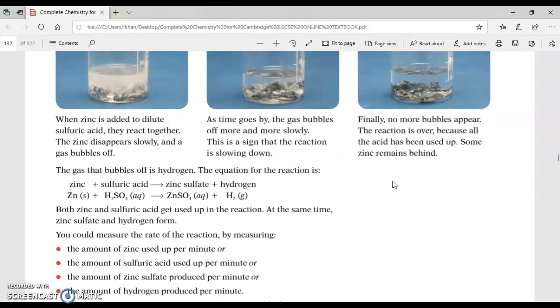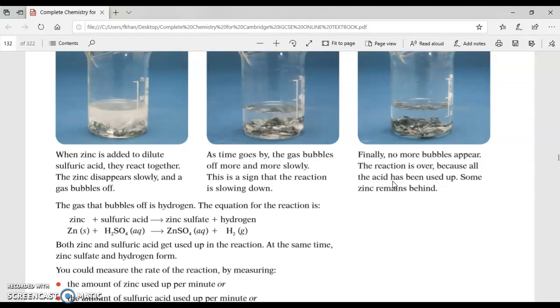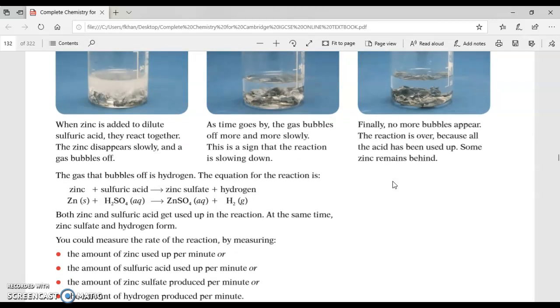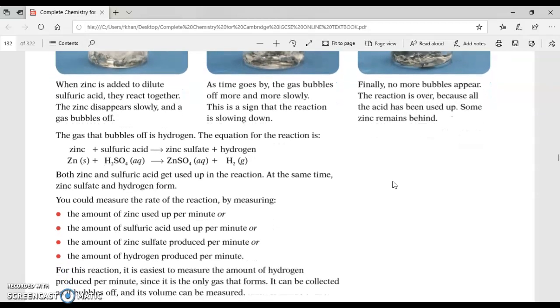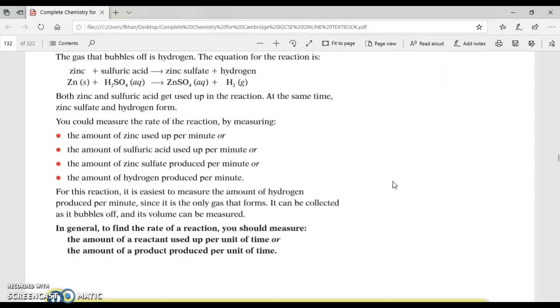Or we could look at the products: the amount of zinc sulfate produced per minute, or the amount of hydrogen produced per minute. If a lot of hydrogen is produced, if it's a lot of fizzing, that means you've got a huge rate of reaction. Lots of hydrogen being produced per second. When it's not fizzing that much, you've got a low rate of reaction. Not so much hydrogen is produced in that same unit of time. You can use a second, you can even use a minute.